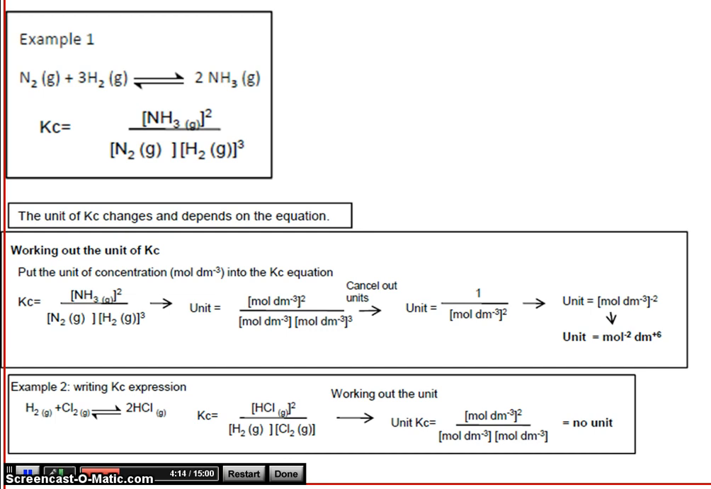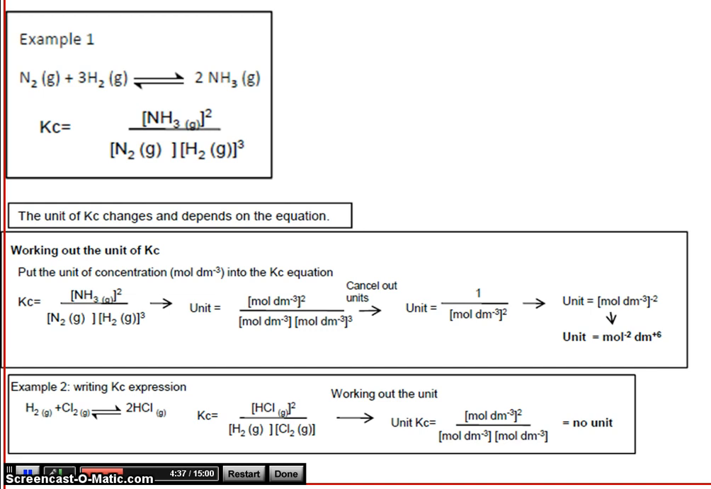The Kc expression for that is the concentration of ammonia raised to the power of 2, because there's 2 ammonias in the equation, divided by the concentration of the nitrogen times the concentration of hydrogen, and the hydrogen is raised to the power of 3 because we've got 3H2 in the balanced equation. So that's our expression for Kc.